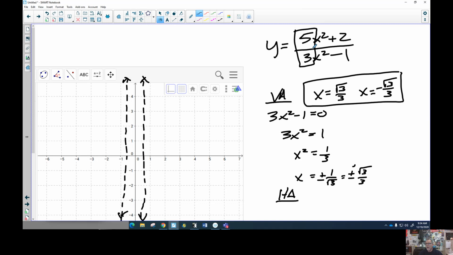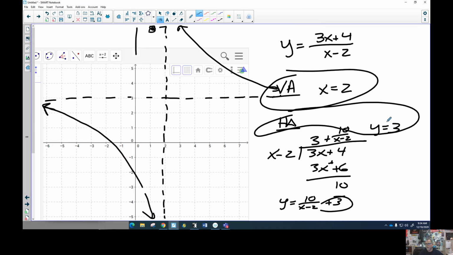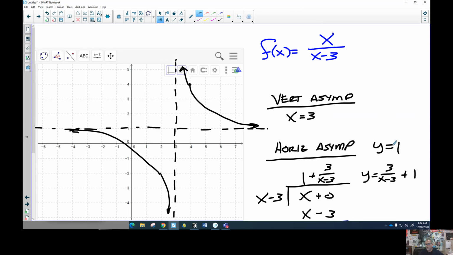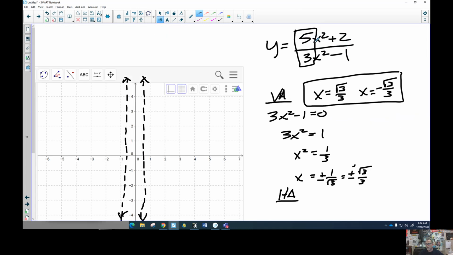1 2/3. Same degree, top and bottom. Look at the lead coefficients. They're going to tell you. And that happened back here, too. If you look back here, lead coefficient 3/1 gave me y equals 3. You look back here, x over x would be 1, right? Y equals 1 was my horizontal asymptote. So this is a pattern that holds. If you have the same degree of polynomial on top and bottom, you can just take the lead coefficients.